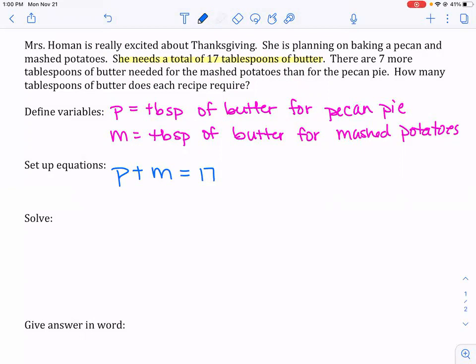Now, I also know that there are 7 more tablespoons of butter in the mashed potatoes than for the pie. So would we do P plus 7? P plus 7 equals M. That was Avery's suggestion. Does that make sense? Who needs more butter? The mashed potatoes. So if we add the 7 to the pecan pie butter, that will equal the mashed potato butter. Because mashed potatoes need more, so I have to add the 7 to the smaller number.